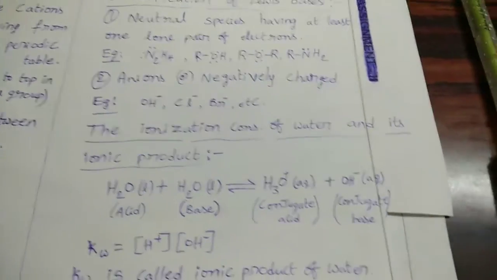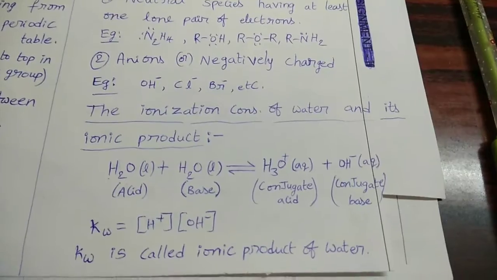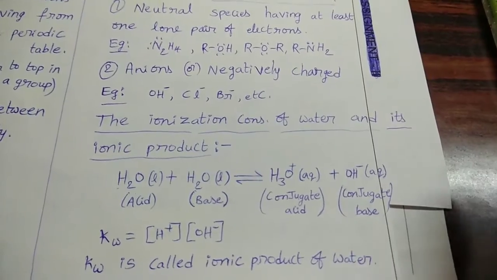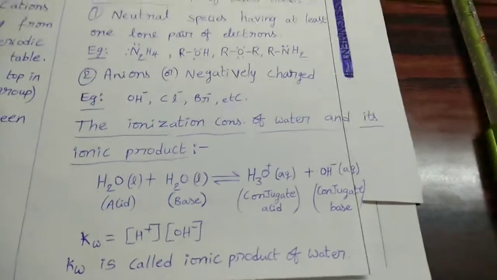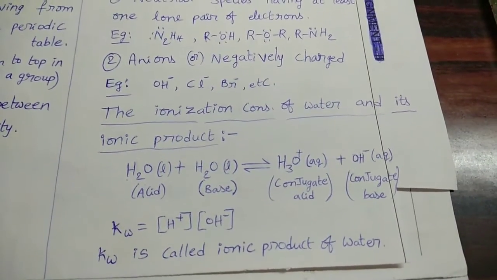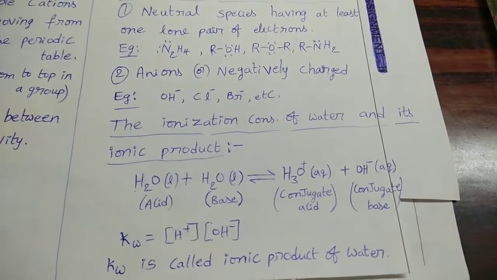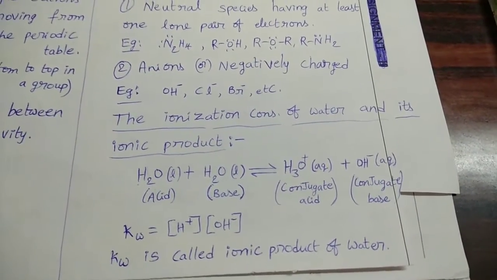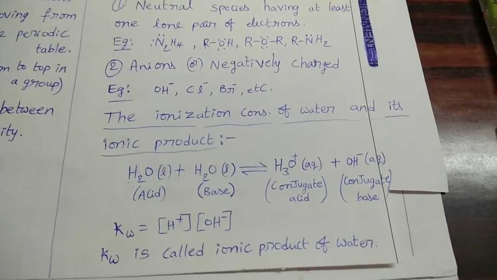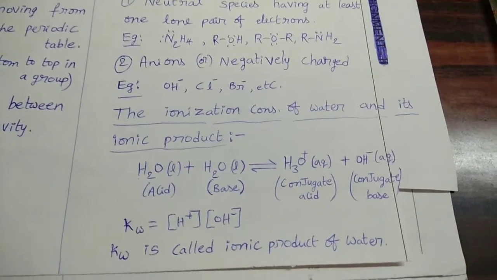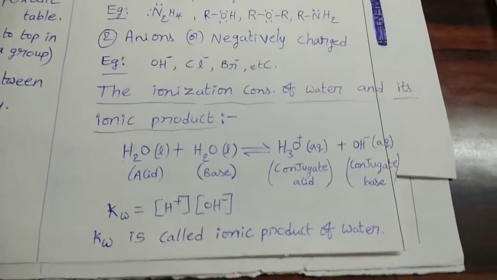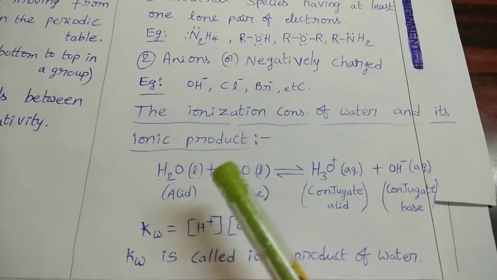Say this. If we consider some quantity of water, in the previous class we completed Bronsted-Lowry theory. H2O acts as Bronsted acid and Bronsted base. That means according to Bronsted-Lowry theory, acid means donating proton, base means accepting proton. H2O can accept proton and also can donate proton. So if we consider some quantity of water, one molecule can donate proton and another water molecule can accept proton. If we consider two water molecules, this type of reaction takes place.